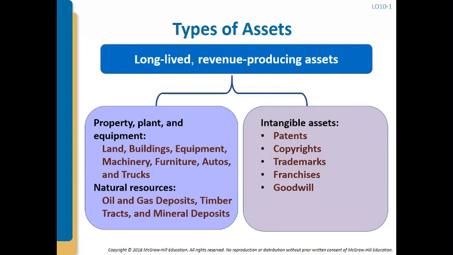Also, we're going to talk about natural resources. So oil and gas deposits, timber tracts, and mineral deposits like coal would qualify as natural resources. And what you're doing is extracting those from the ground. And then another asset we're going to look at is intangible assets. Examples of these types of assets are patents, copyrights, trademarks, franchises, and something called goodwill.